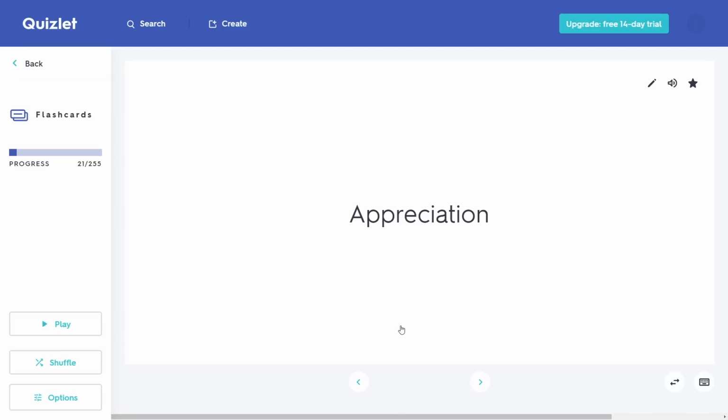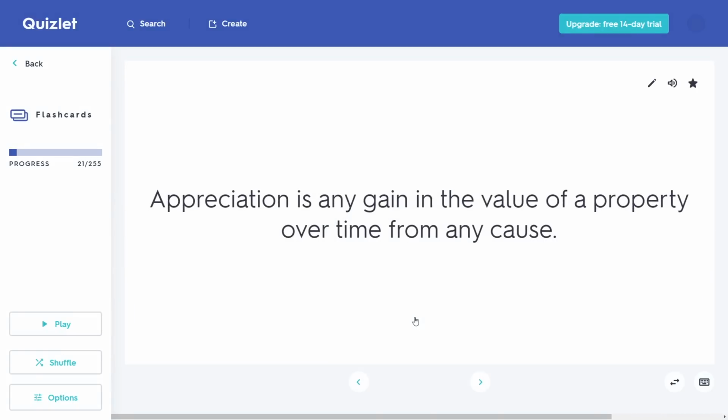appreciation, when you hear appreciation, just think of appreciate and how happy that makes you feel. Because guess what? Appreciation is any gain in value of a property over time from any cause. So you appreciate that. If you buy property and it gains value, you bet your butt that you're going to be happy about that. You're going to appreciate that a lot. So that's all appreciation is. And of course, it's the opposite of depreciation, which we'll cover a little bit later. But appreciation is just any gain in value of a property over time from any cause.